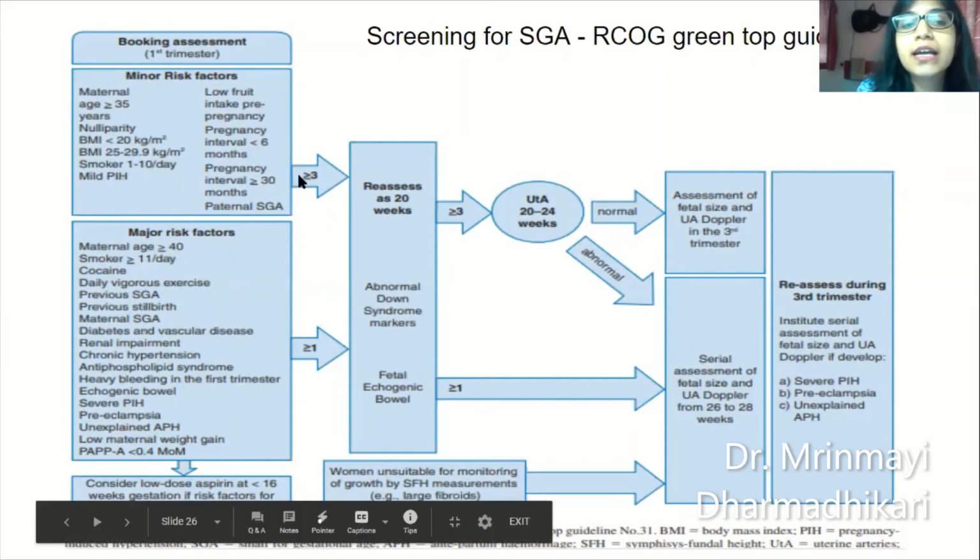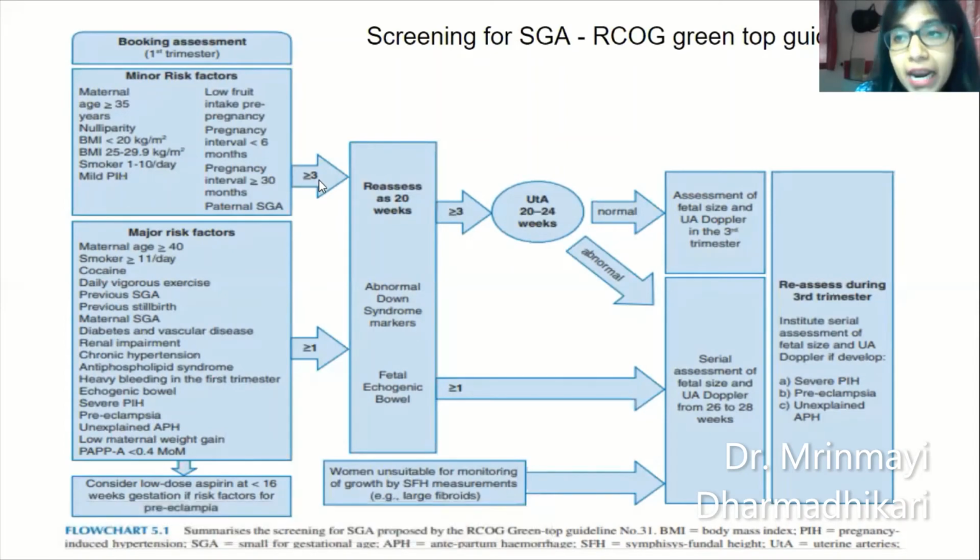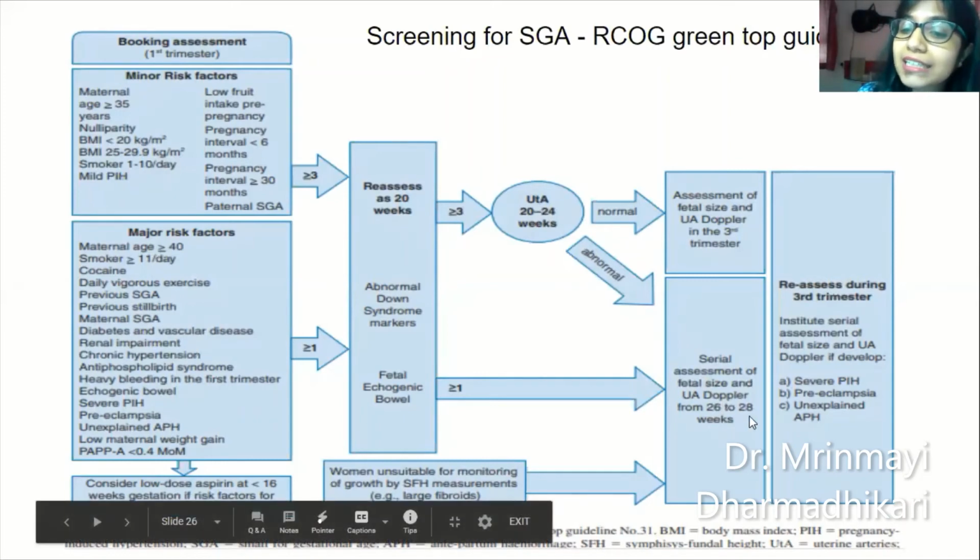So now what they have said, if you have more than or equal to 3 minor risk factors or more than or equal to 1 major risk factor, reassess at 20 weeks for a routine fetal anomaly scan along with a uterine artery Doppler. If this uterine artery Doppler is normal, well and good, the patient should be called for reassessment directly in the 3rd trimester at around 32 weeks. But if uterine artery Doppler is abnormal, pulsatility index is high, or if there is a diastolic notch in the uterine artery, then serial assessment of fetal size and umbilical artery Doppler should be started from 26 to 28 weeks of gestation itself.